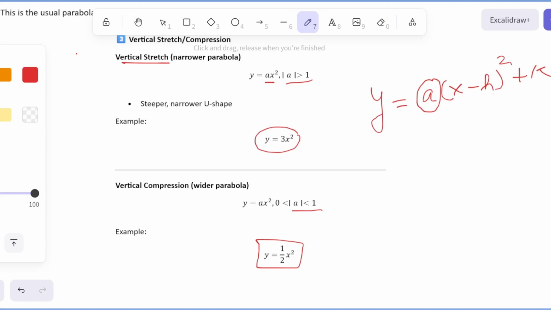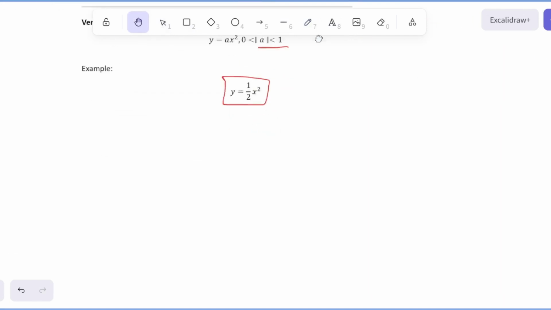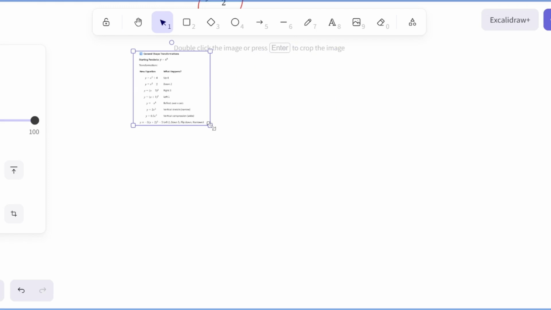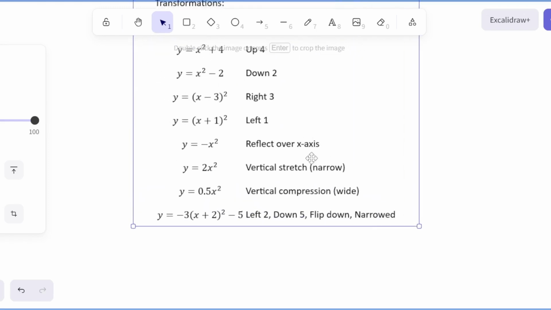Let's take some examples, Nathan. So let me just scroll down. This will make things easier. With this example, the concept will become easier. Let me drag it up.